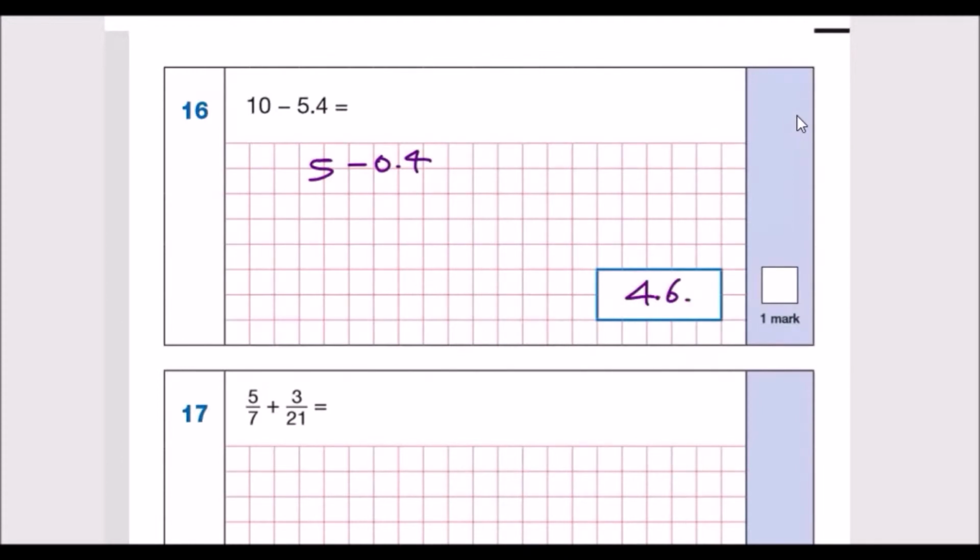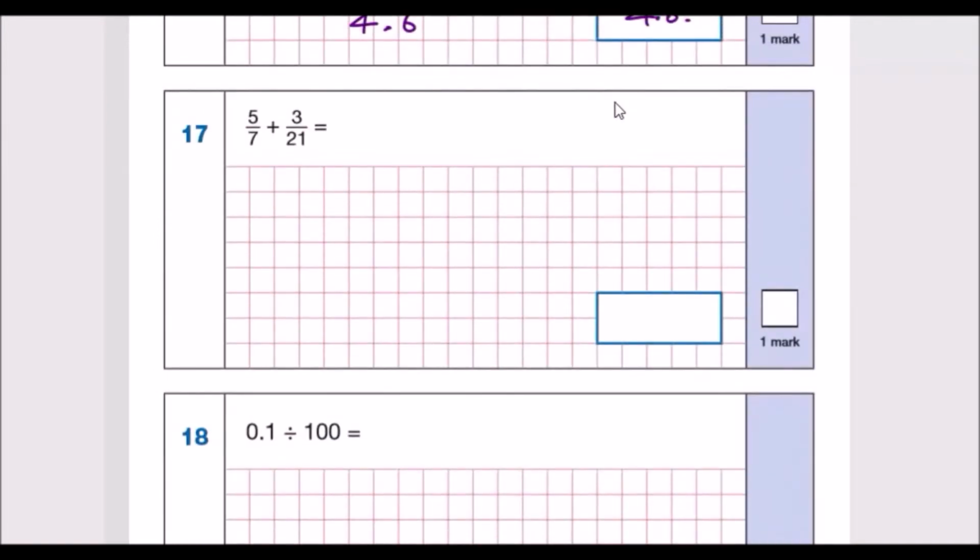But just to be sure, if you're not very sure, you can just do the standard way, which is 10 minus 5.4. So again, in this case, because you got a whole number, think of it as 10.0. And then if it makes your life easy, think of it as 100 take away 54, which is 46 or 4.6. Okay, next one.